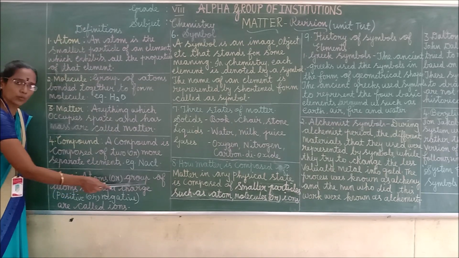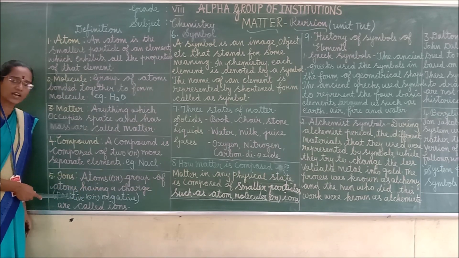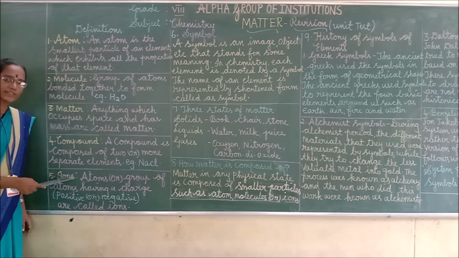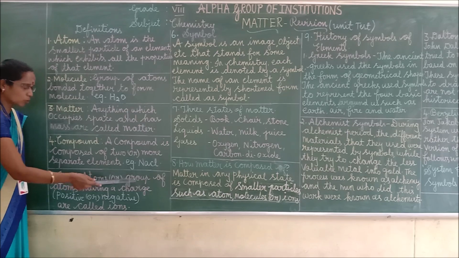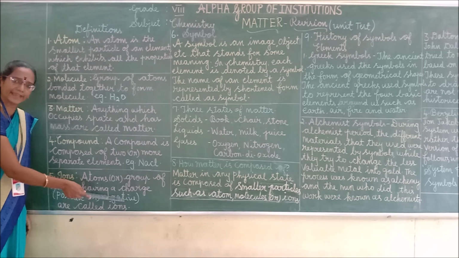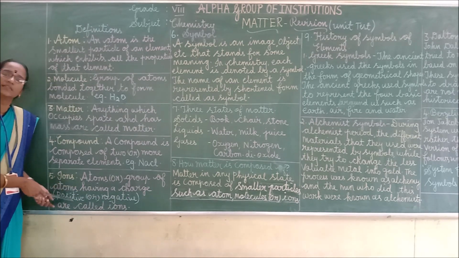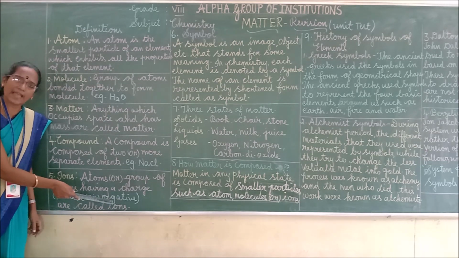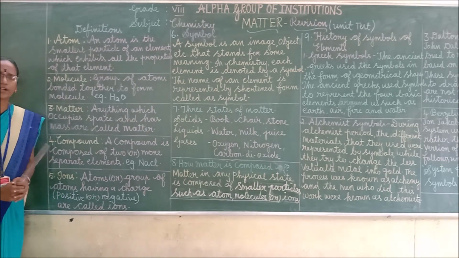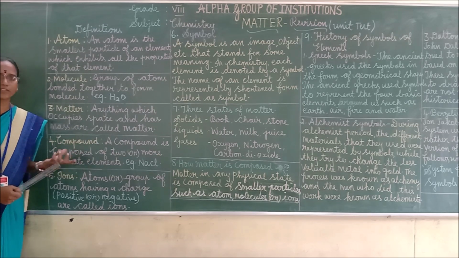Next one, ions. Atoms or group of atoms having a charge. Positive charge or negative charge are called ions. So positive charge means cation, negative charge means anion. Both cation as well as anion are ions only. Both have opposite electrical charges and they get attracted to each other.